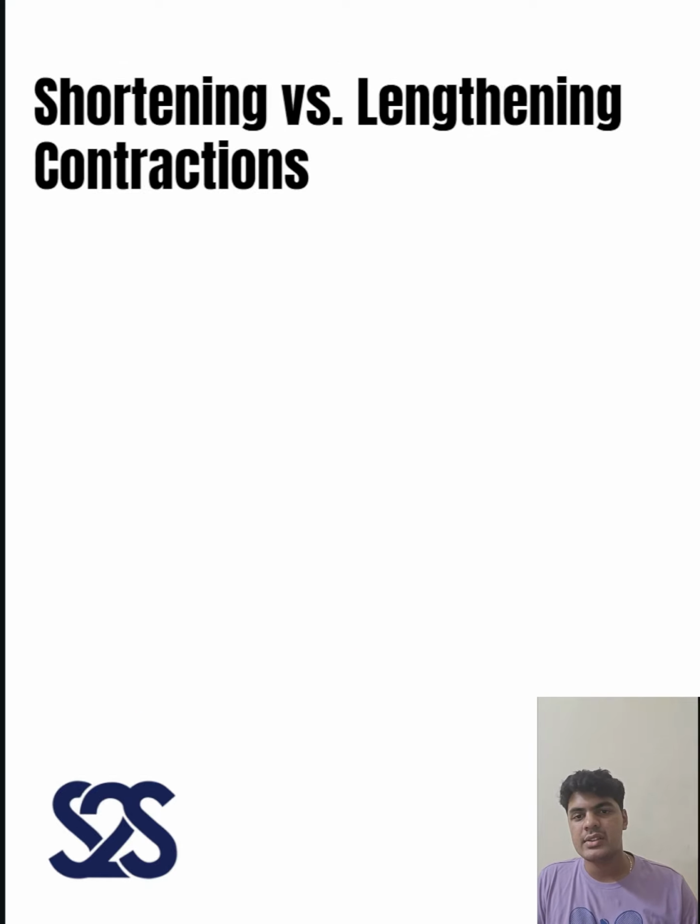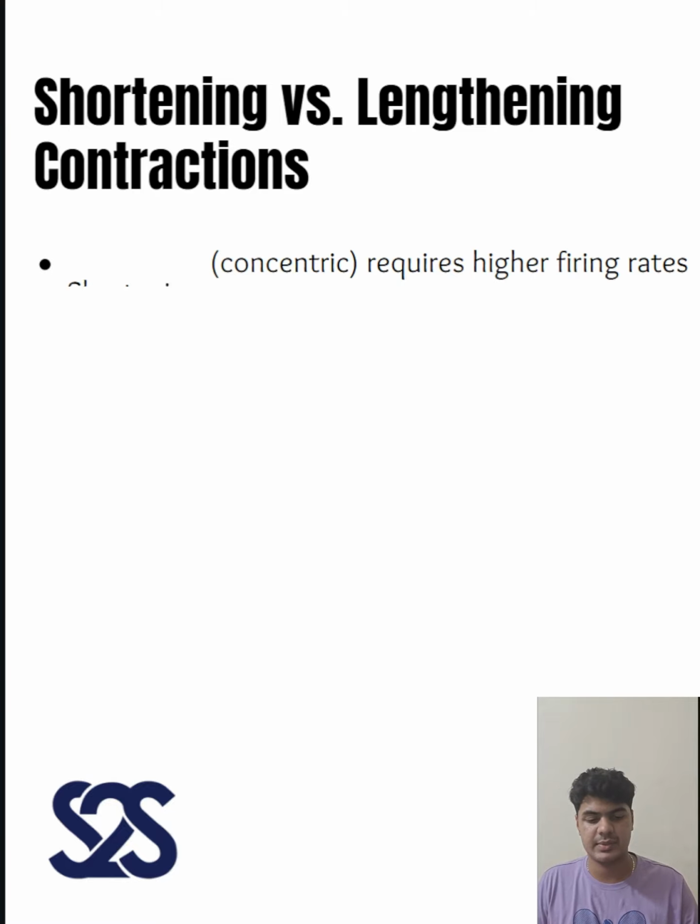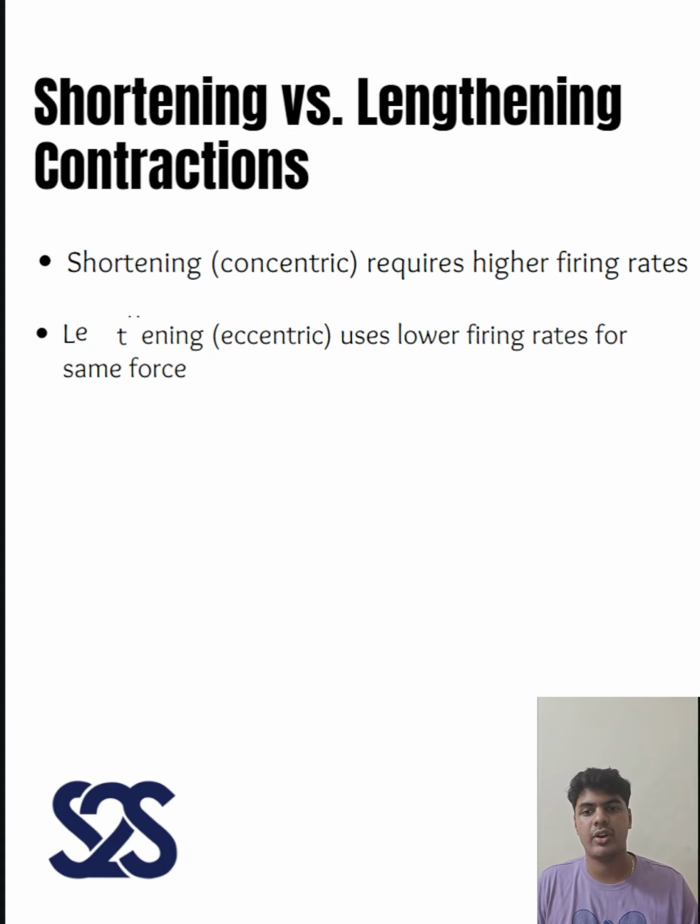Now, shortening versus lengthening contractions. So we know that there is both concentric and eccentric contraction. Let's see how the motor unit recruitment and the rate coding differ during this. Shortening or concentric contraction requires high firing rates. There will be more motor unit recruitment, and lengthening or eccentric contractions use lower firing rates for the same force.